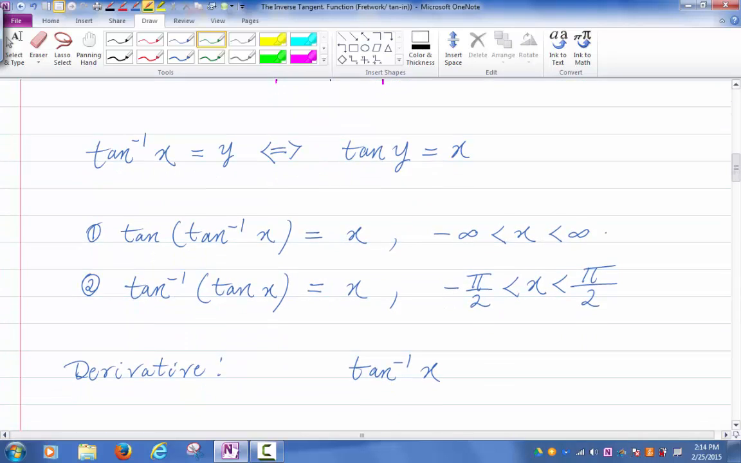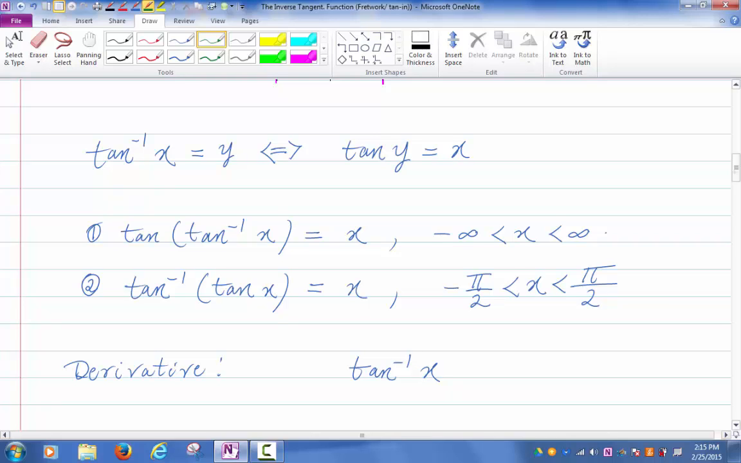So once again, tangent inverse of x is y if and only if tangent of y is x, because tangent inverse is the inverse of the tangent function. So they do the opposite of each other, right? If tangent inverse takes x to y, then tangent takes y back to x.